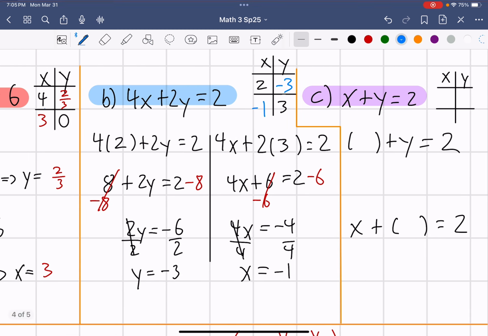Here's a nice one. Again, we can choose any points, right? I can choose 6 for the x. Plugging in 6, that's going to leave me, by subtracting the 6 over to the other side, y is going to be equal to -4.